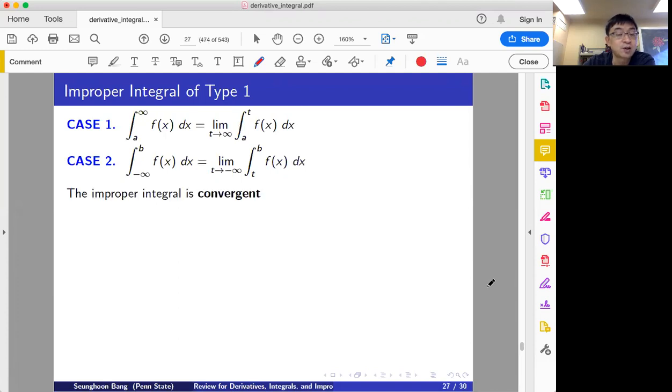The improper integral is convergent. What does it mean? The limit value exists. The improper integral is divergent if the limit does not exist.